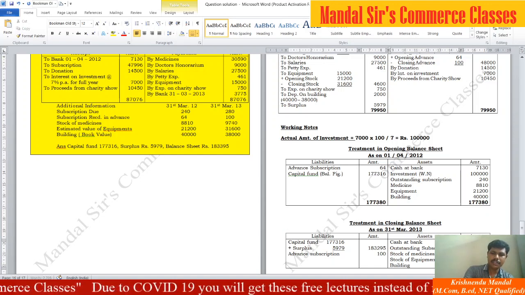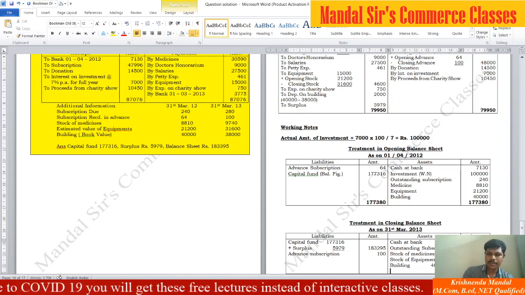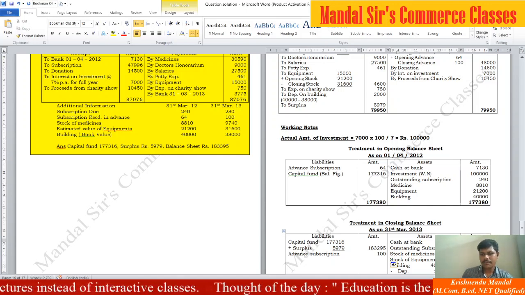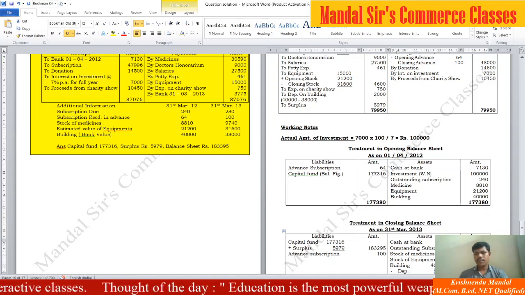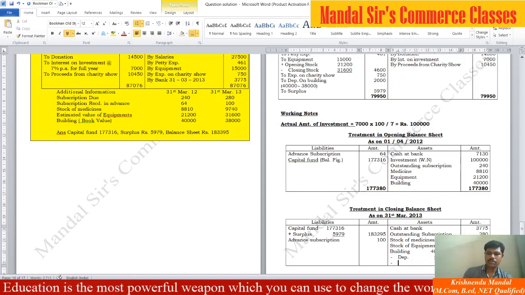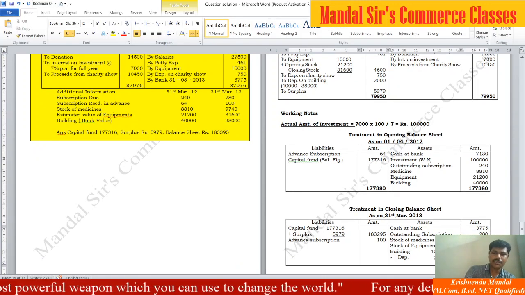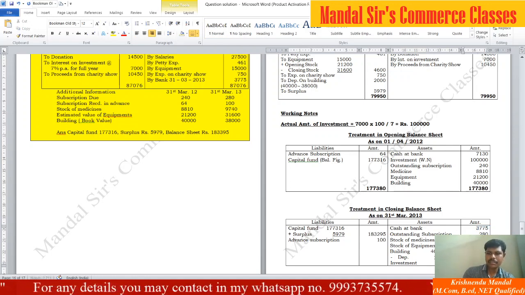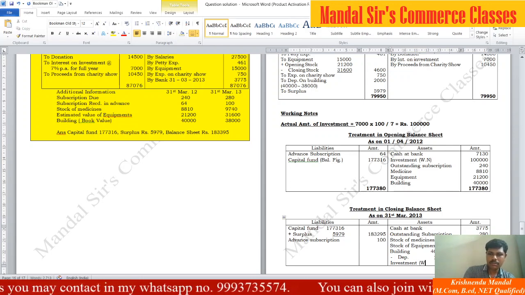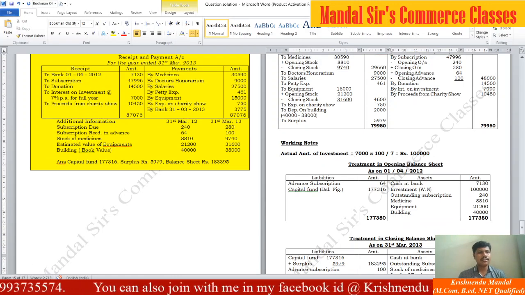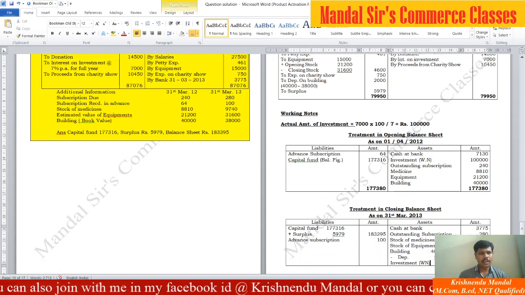So we will write over here building, and what is the opening value of building? That is 40,000. Now we have to deduct depreciation, and the amount of depreciation is 2000. So we will write over here 2000. After this, we will show 38,000. That means this is the amount of the current year after deduction of depreciation. Then we will write over here investment. What is the amount of investment? We calculated earlier, that is 1 lakh. This comes from the working note. After writing all these things, I don't think anything remains to be written. Everything is entered.